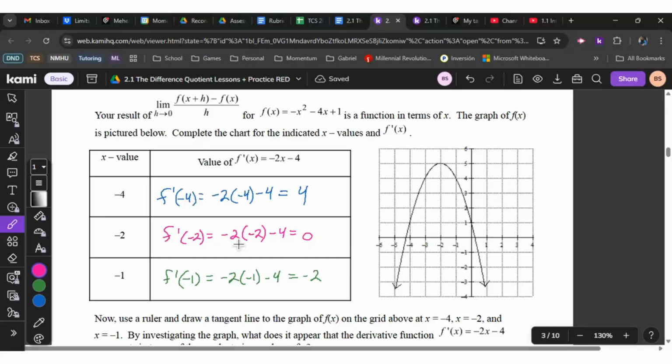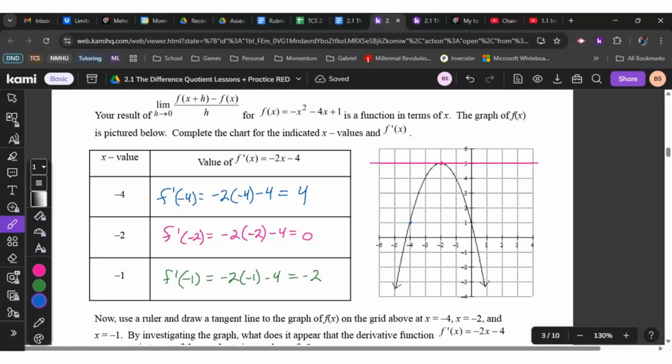At -2, right here, I need to draw a tangent line. I'm starting with that one because it's the easiest, right? What's the slope of that line? Definitely 0, right? Slope of a horizontal line is 0. Okay, so that one definitely holds true. Let's try this next one.